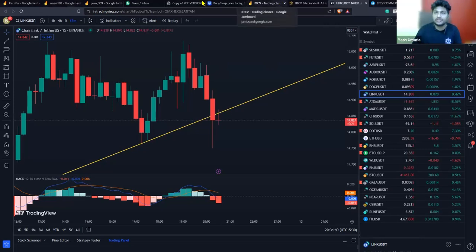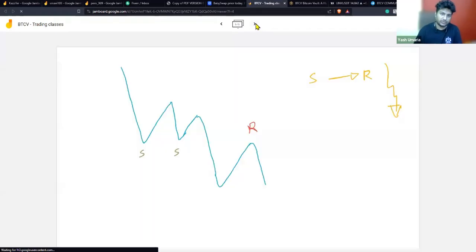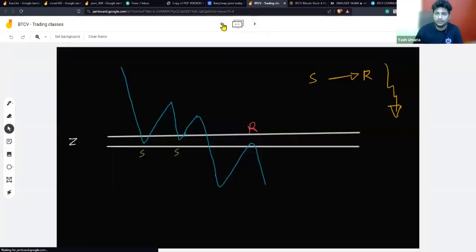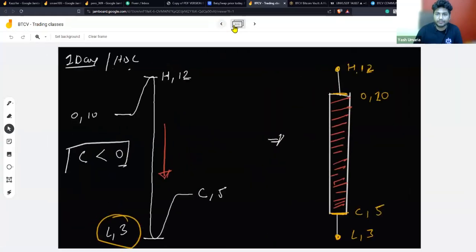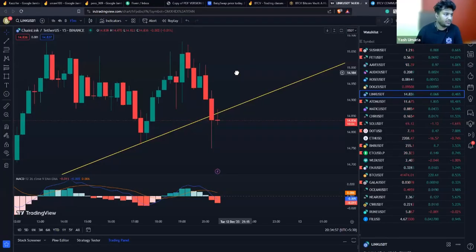Okay, so in the previous class, we discussed what support and resistance are. And also we discussed the two theorems, both of which are useful for us. And also we talked about how to read a candlestick. Just briefly, let me explain it again by taking 5 minutes.